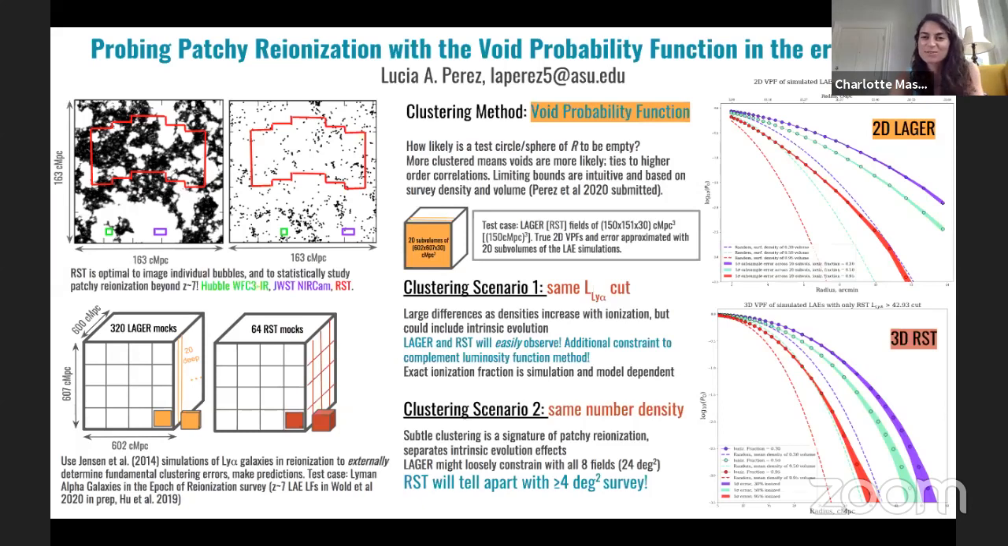Yeah, so actually this is one question that I had as well. From Fred Davies: how does the void probability function compare to using the angular correlation function in terms of how well reionization can be constrained? That's a great question. No one else has done the VPF with reionization yet, so I won't be able to answer that question until we get it done with observations.